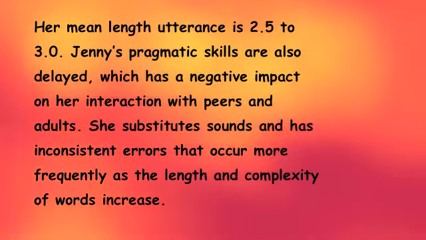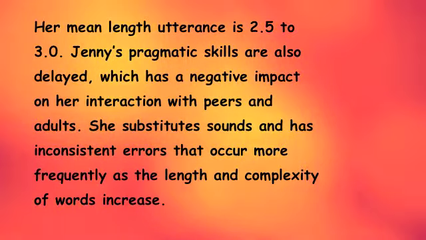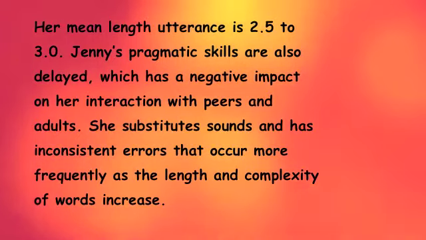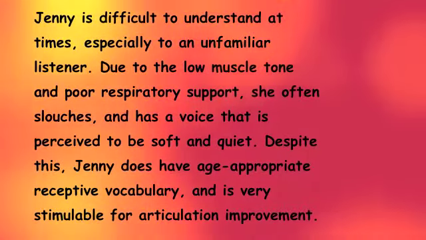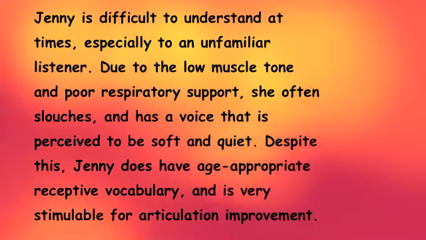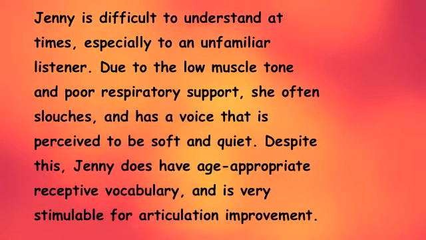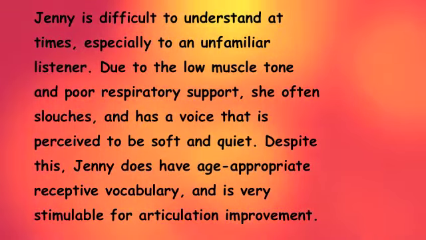Jenny's pragmatic skills are also delayed, which has a negative impact on her interaction with peers and adults. She substitutes sounds and has inconsistent errors that occur more frequently as the length and complexity of words increase. Jenny is difficult to understand at times, especially to an unfamiliar listener. Due to the low muscle tone and poor respiratory support, she often slouches and has a voice that is perceived to be soft and quiet. Despite this, Jenny does have age-appropriate receptive vocabulary and is very stimulable for articulation improvement.